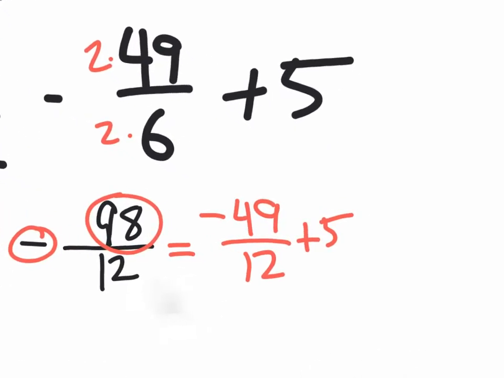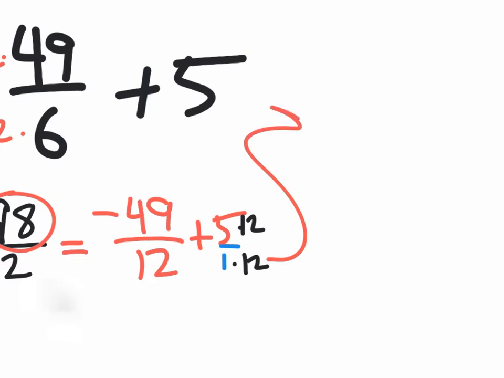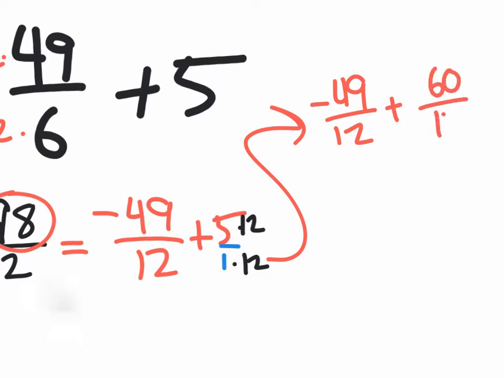So let's change the denominator of 5, which is a 1, to become a 12 by multiplying both top and bottom by 12. And our new problem, I know this is really messy and long, our new problem is going to be negative 49 over 12 plus 60, 6 times 12 is 60 over 12.